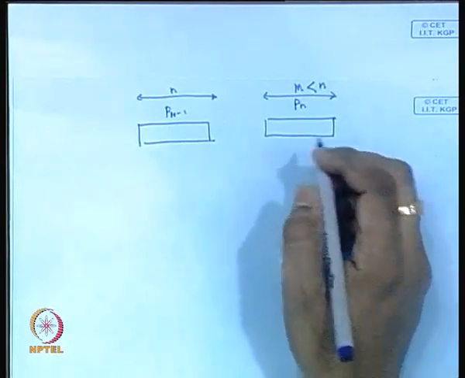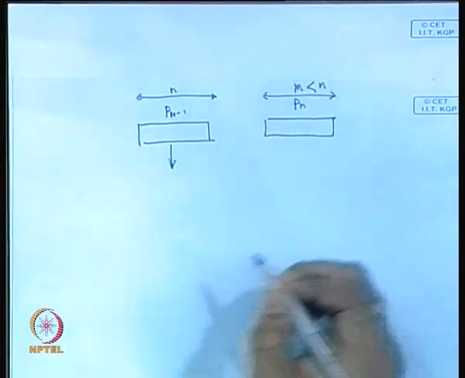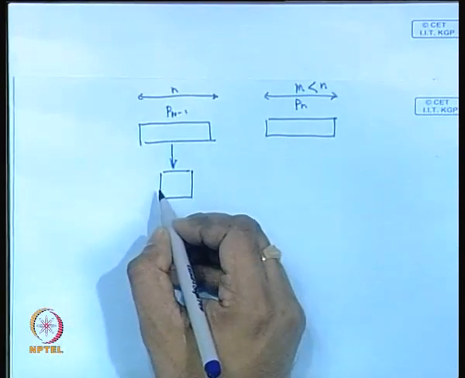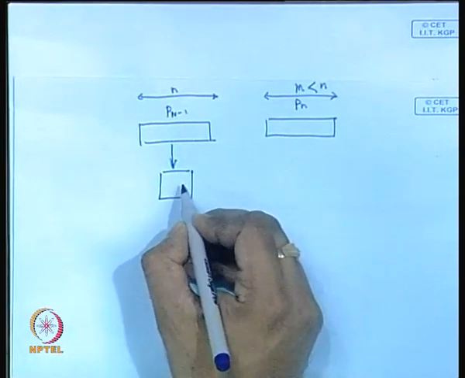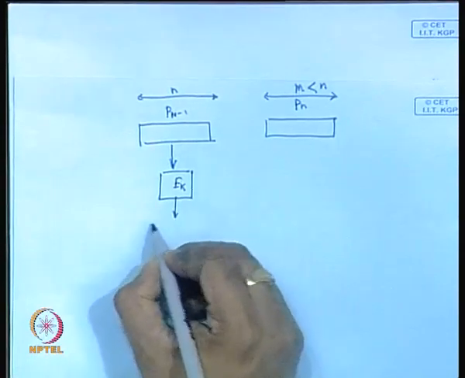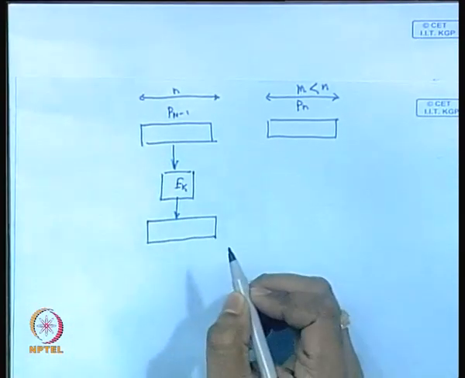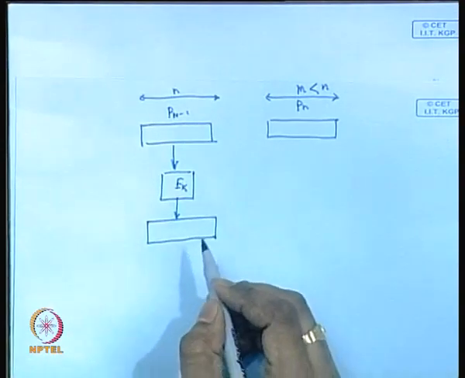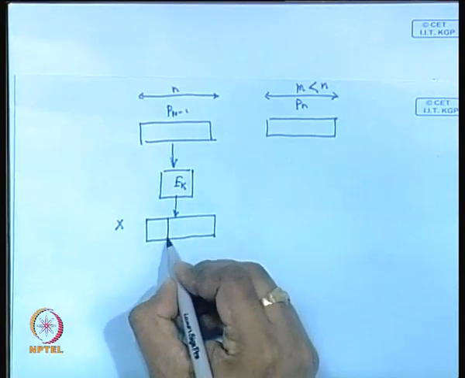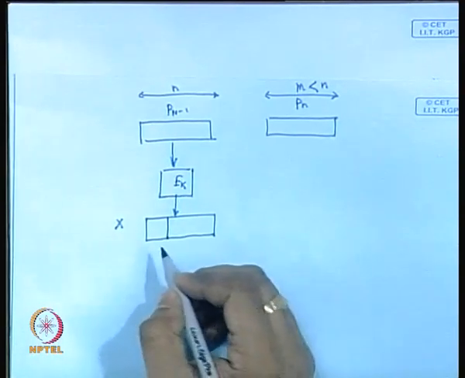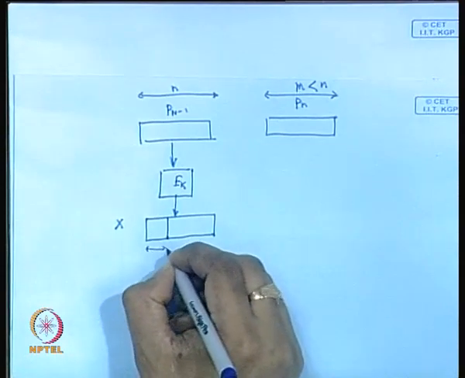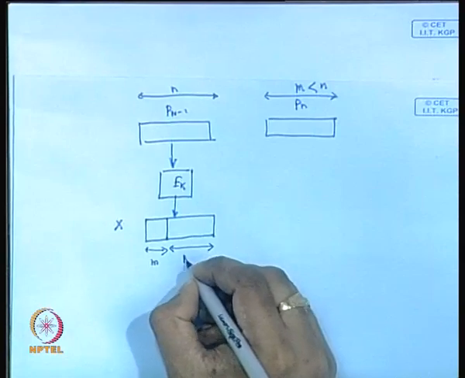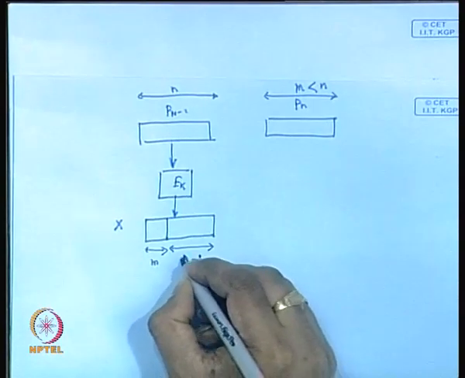So how do I encrypt? I take this block Pn minus 1, and since it is the ECB mode of encryption, I can encrypt it independently of other blocks. So I apply EK and I obtain a corresponding ciphertext. What is the size of this ciphertext? It is also n bits. Now I take this x and divide it into two portions. The first portion is m bits, and the remaining portion is n minus m bits.